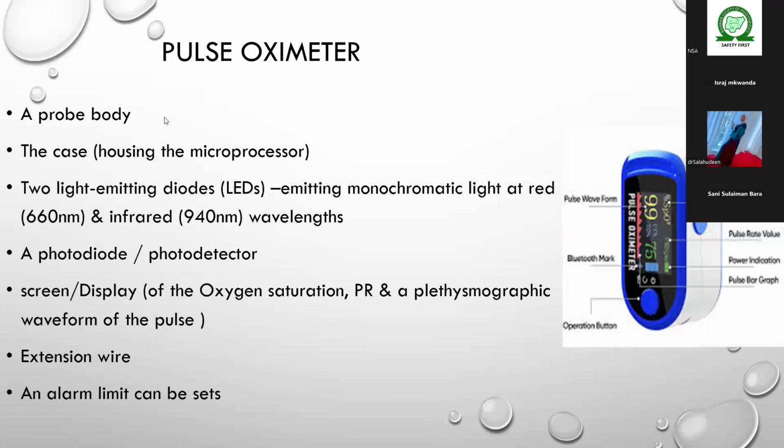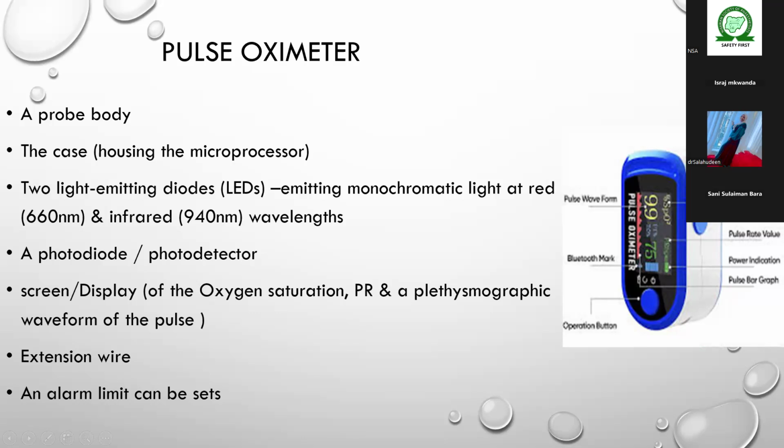The pulse oximeter is a device that has the following parts: a probe body, a case housing the microprocessor, and two light emitting diodes emitting monochromatic light at red, 660 nanometer wavelength, and infrared, 940 nanometer wavelength. It has a photodetector at the other end. It has a screen displaying the vitals: oxygen saturation, pulse rate, and the plethysmographic waveform of the pulse. Some have an extension wire. Many of them function with battery, and they have alarm limits that can be set for very low SpO2 or very high pulse rates.